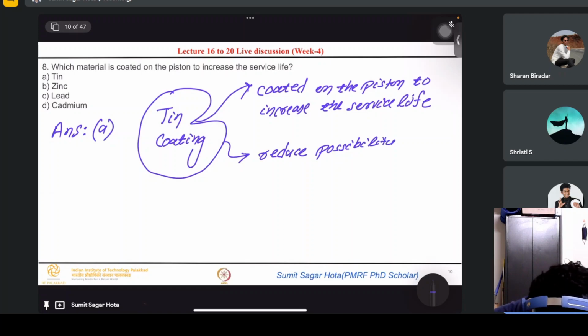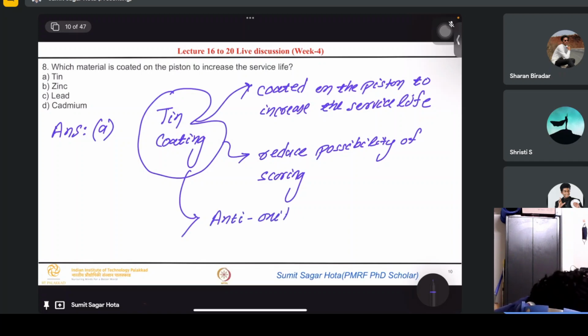Reduce possibility of scoring. Antioxidant. Antioxidant means it is not going to rust. And tarnish resistance, similar meaning.